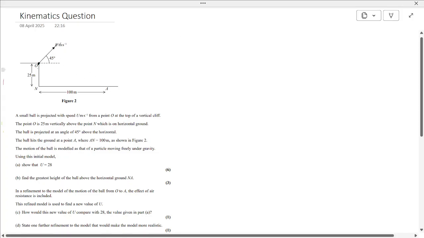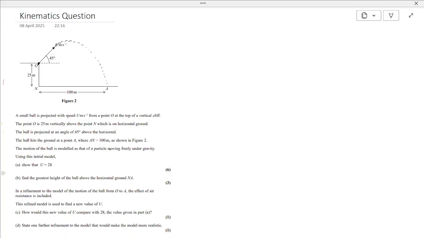So the ball is traveling in this path over here. Model the ball as a particle, and the usual stuff. Using the model, find the value of u, or show the value of u, whatever.